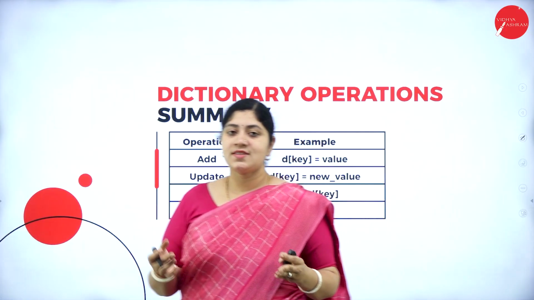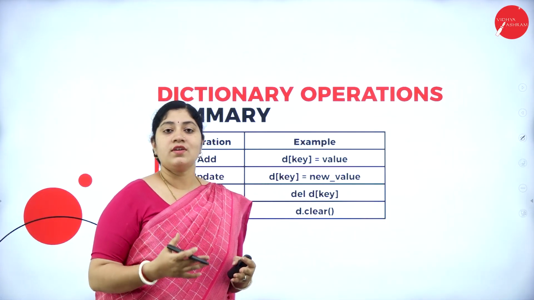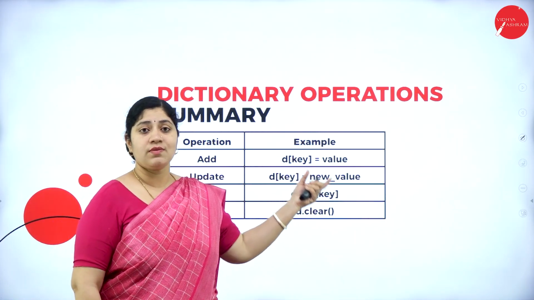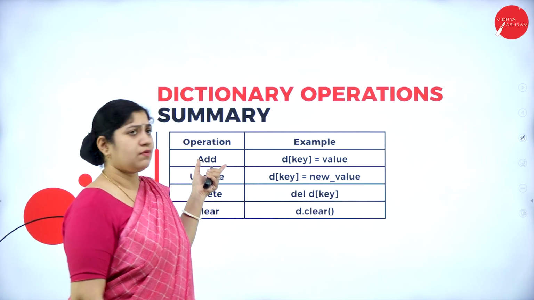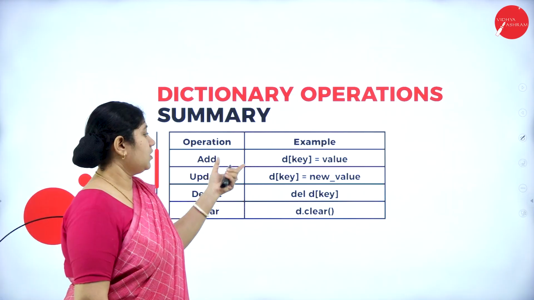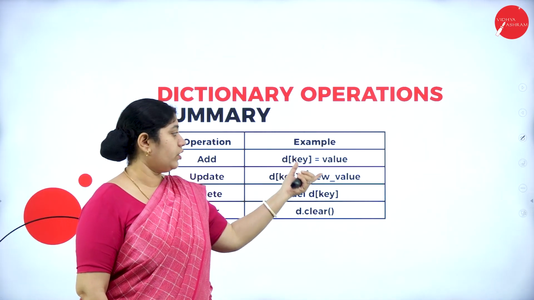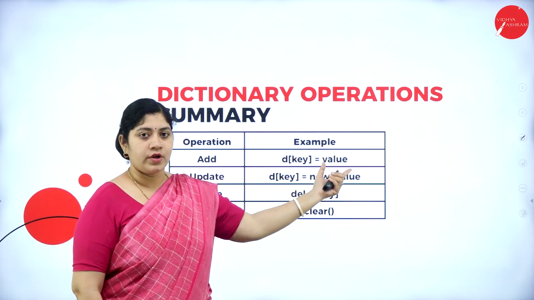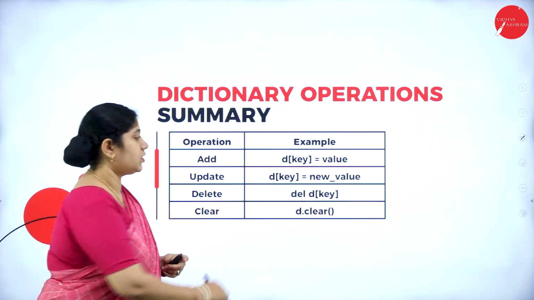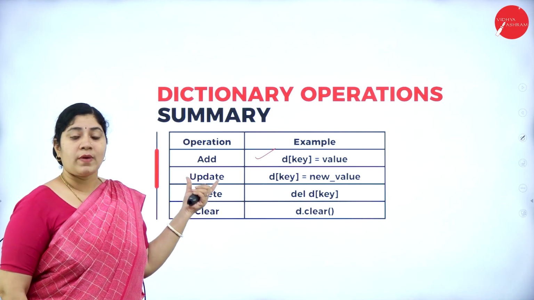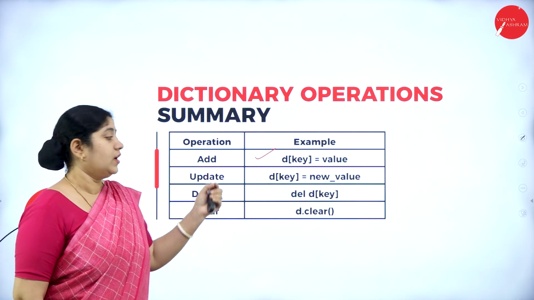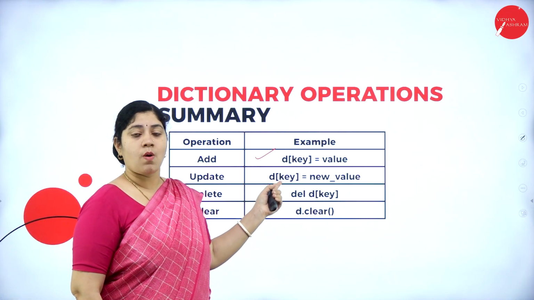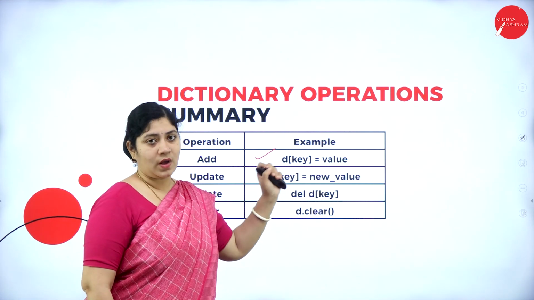All right, now let's see a quick view of what the different operations and keywords are that we can utilize with respect to a dictionary. The first thing, if I want to add, then I can use D of key equals value. This is the syntax. Followed by, if I want to update any key value pair, then I can directly go with D of key followed by the new value.